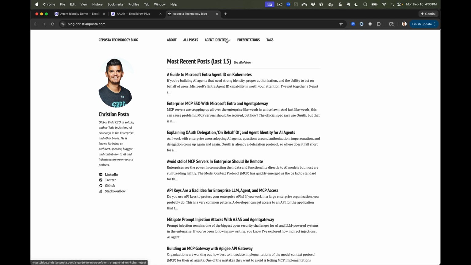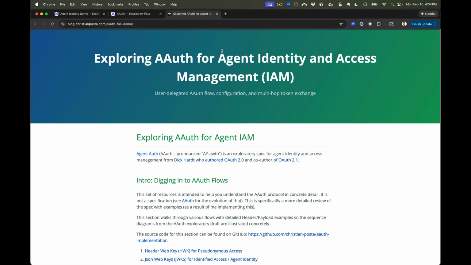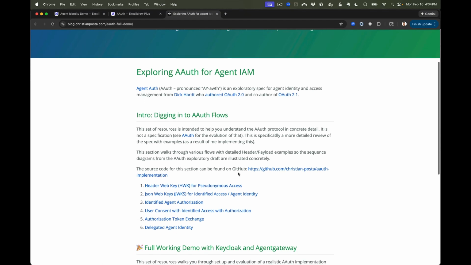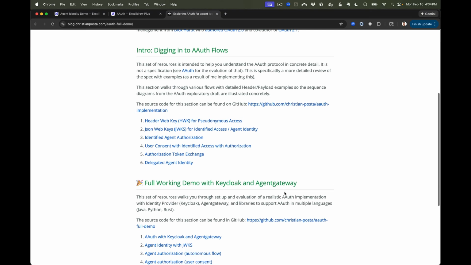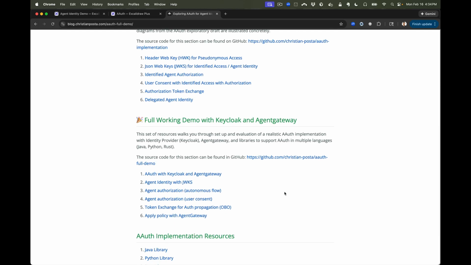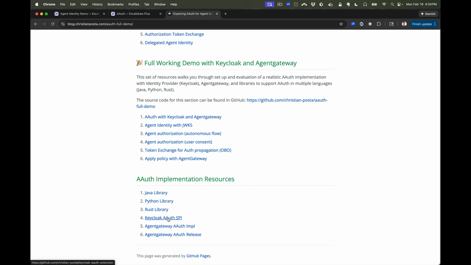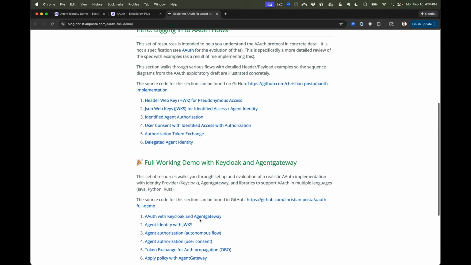In this demo, we're going to build on the previous demo, where we looked at using the AAuth spec for agent identity, but now we're going to introduce authorizations. To run this demo, we're going to be using Keycloak, which I've implemented the AAuth spec in, as well as Agent Gateway, again, which I've implemented AAuth in.